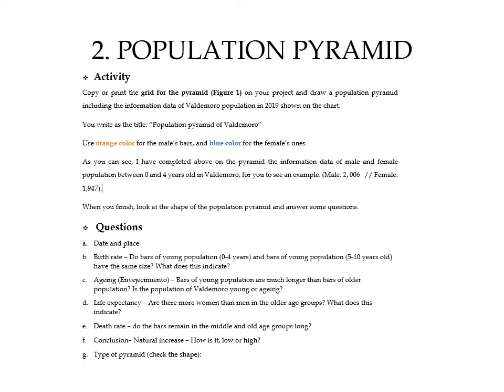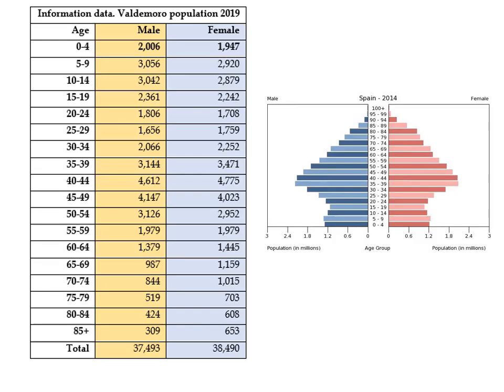The second part is a population pyramid that you will do about the city of Baltimore. You will have all the data in the document of the project, and with that, you will draw this pyramid. Those are the data, and your pyramid needs to look something like this. This is the population pyramid of Spain, as you know. We have already studied that.